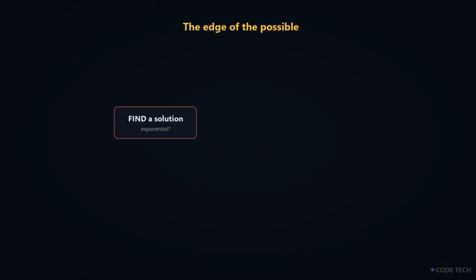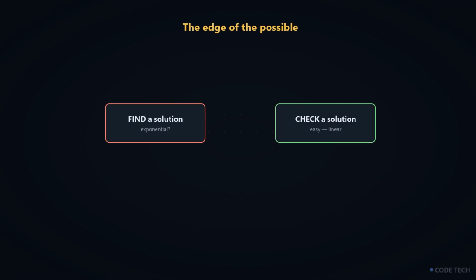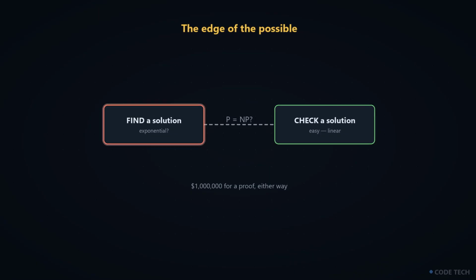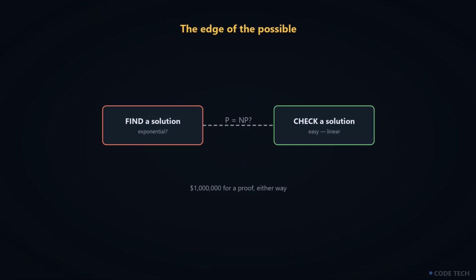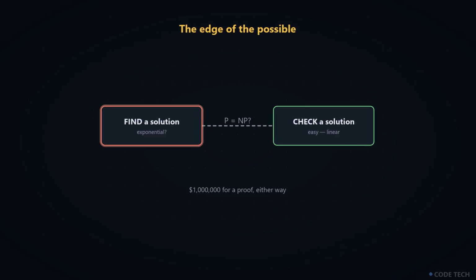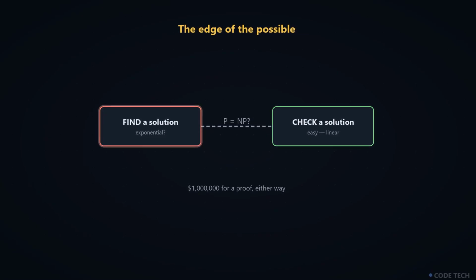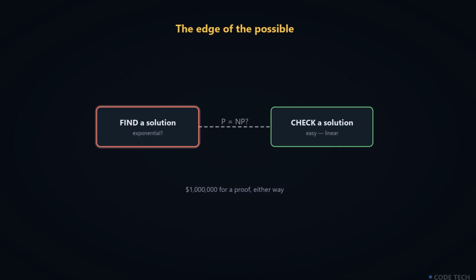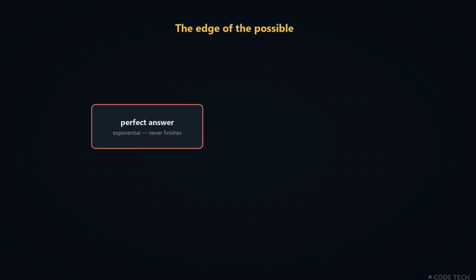Here's the strange part. For all these problems, checking a proposed answer is easy. Hand me a route and a budget, and I verify it in linear time. Finding one is the nightmare. Whether finding is truly harder than checking is the P versus NP question. $1 million prize, unsolved for 50 years. Nearly everyone believes finding is harder. Nobody can prove it. So is the traveling salesman hopeless?